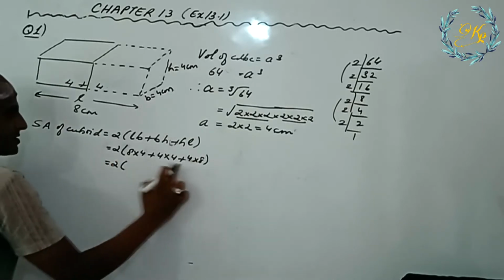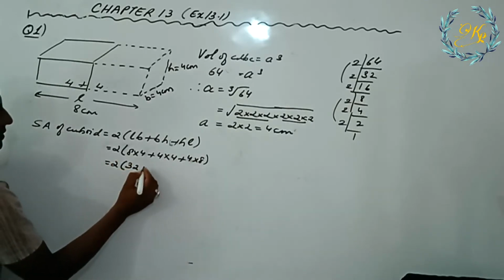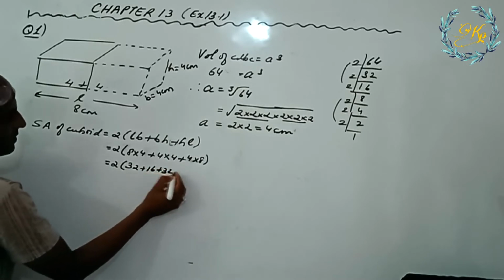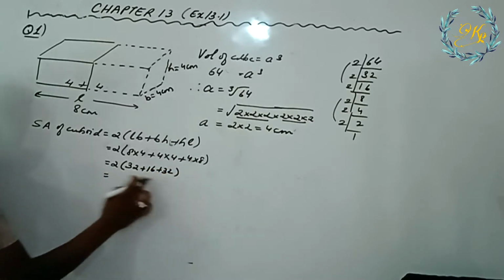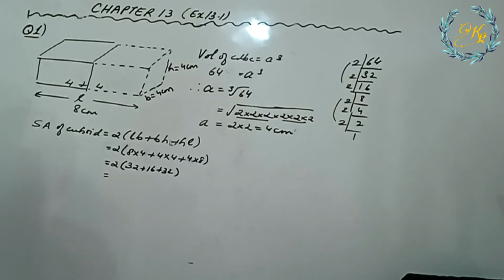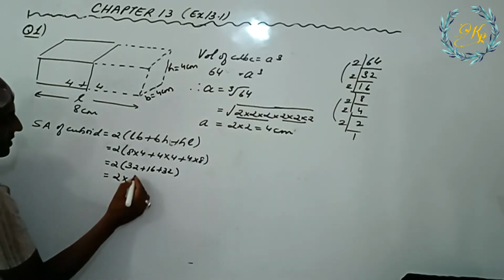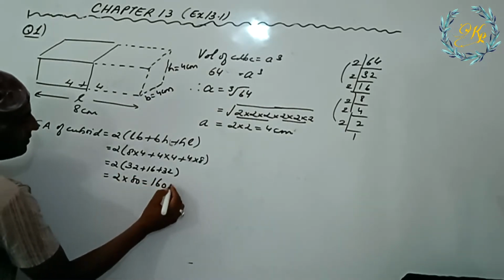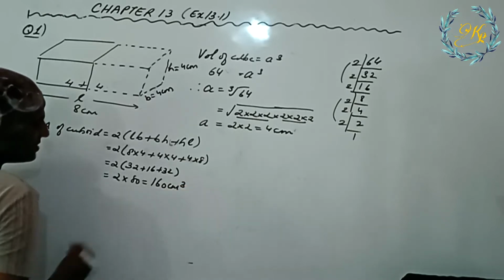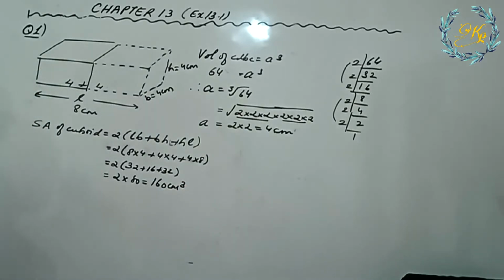First take all the values inside the bracket and solve them. 32 plus 16 plus 32. Add all these values. So when you add all the values, you get the answer as 80. On multiplying the value, you get the answer as 160 centimeter square. In the last line, you will write the surface area of the cuboid is 160 centimeter square.